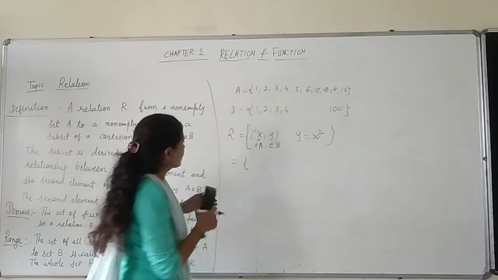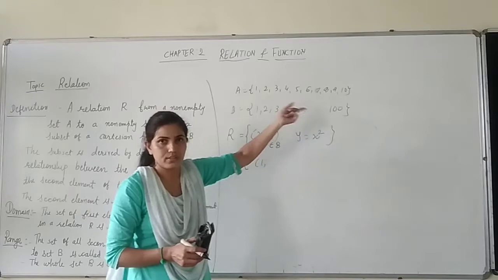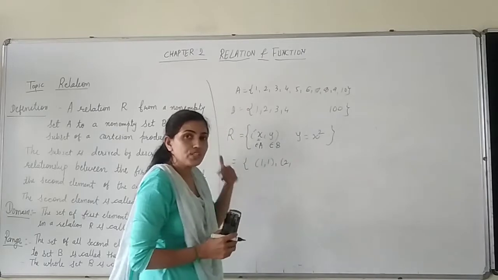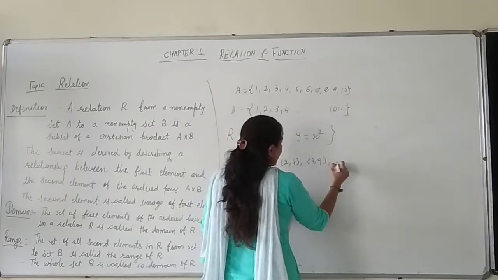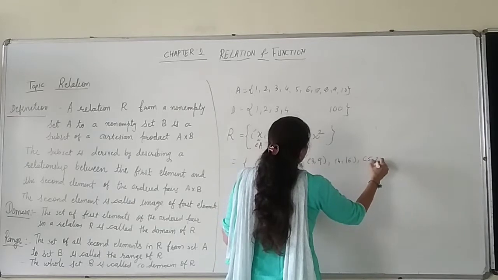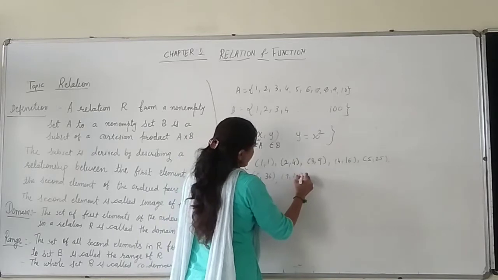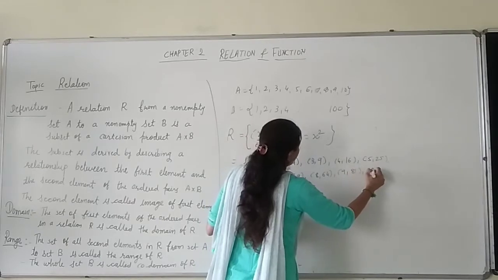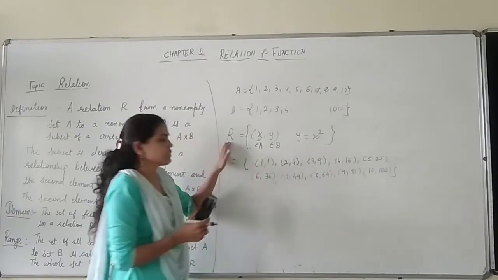So x we are considering 1, the first element is 1. So what will y be? x square, that is equal to 1. If I take x equal to 2, then what is your y? Yes, 2 square is 4, then 3 square 9, then 4 square 16, 5 is 25, 6 is 36, 7 is 49, 8 is 64, 9 is 81, and 10 then 100. So students, this is your relation.